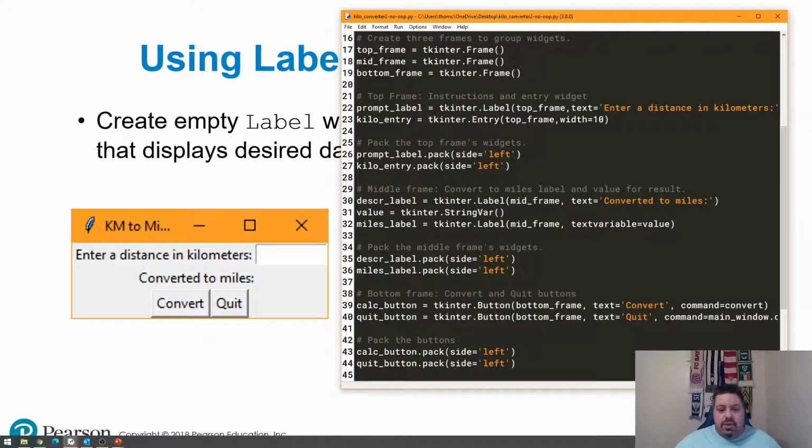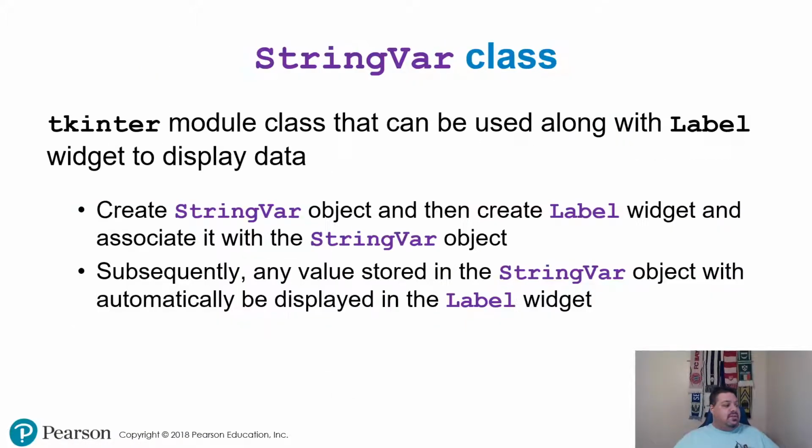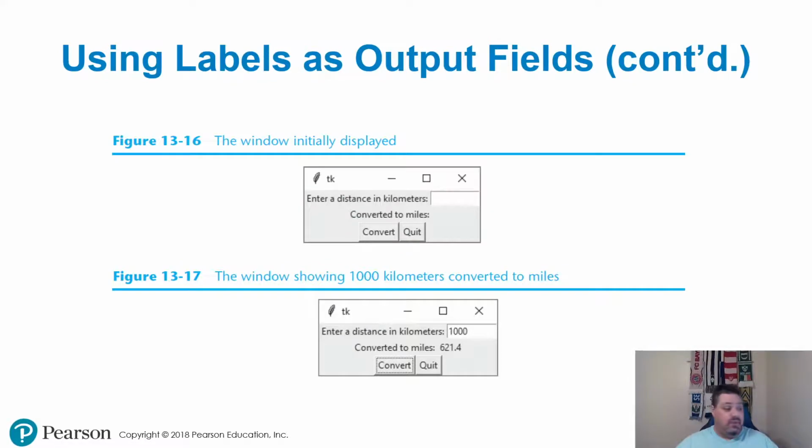So again, the string var class is basically a module that holds a variable, creates the variable for you, and you can use that to put your output inside a label field for your programs that you're running in a GUI environment. And again, it looks like this as opposed to that pop-up box.